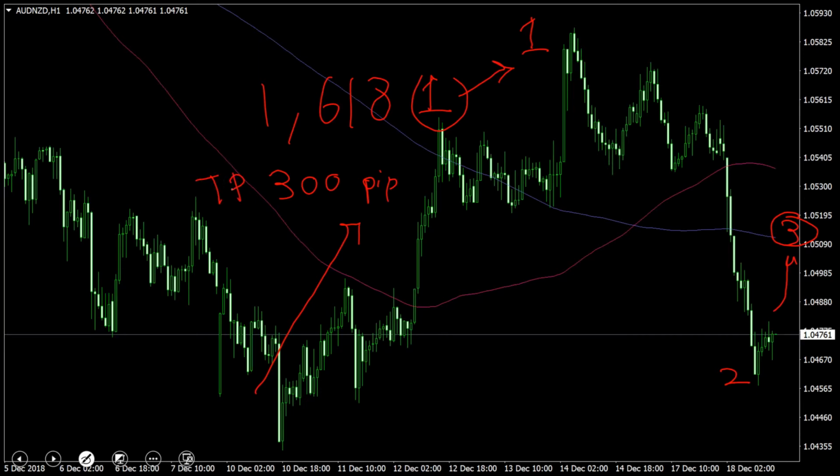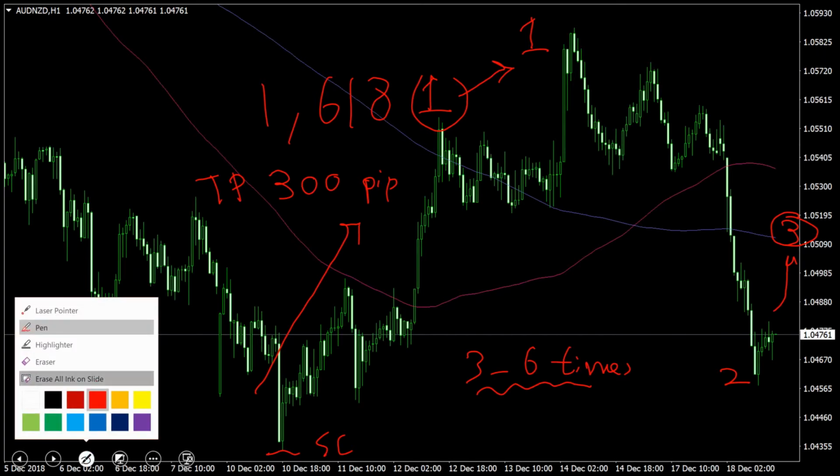So by buying this pair and putting the correct stop loss at this area, you can easily expect a reward of 3 to 6 times the risk you're taking. And this is an excellent opportunity, in my opinion. It doesn't happen that often.